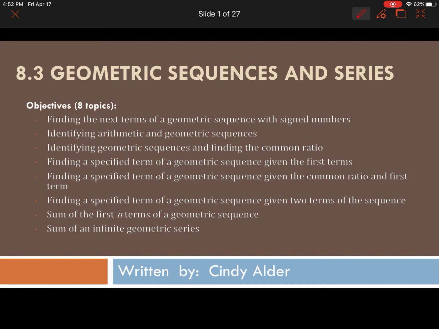Okay, this is the video for 8.3. In this video, we're talking about geometric sequences and series.